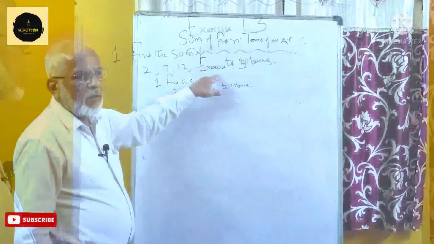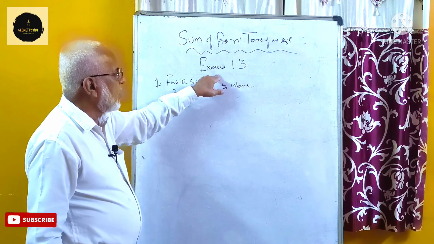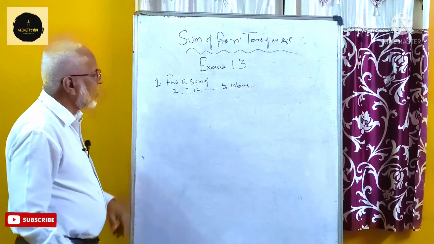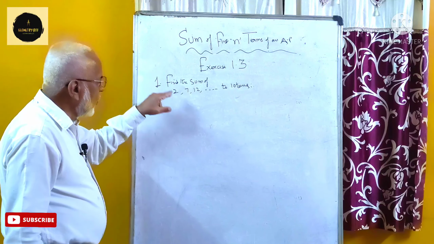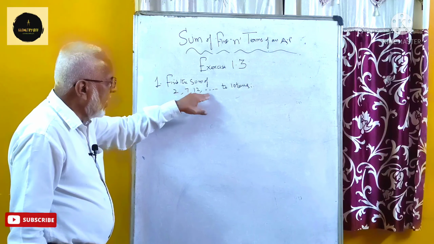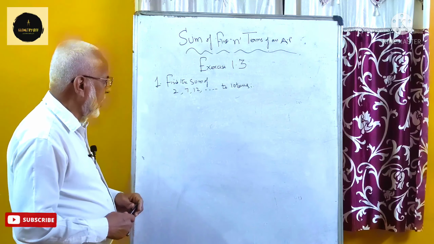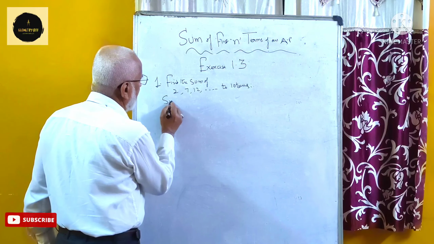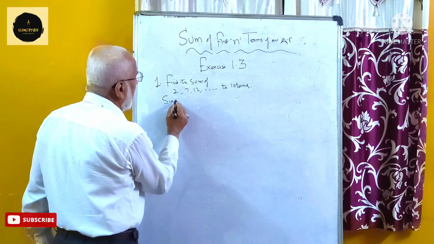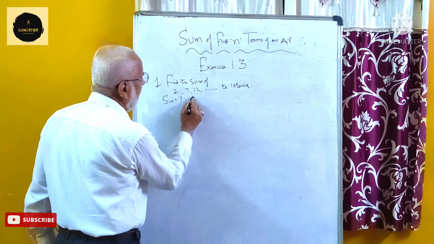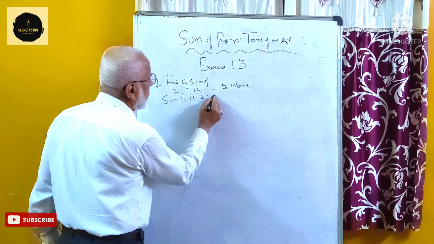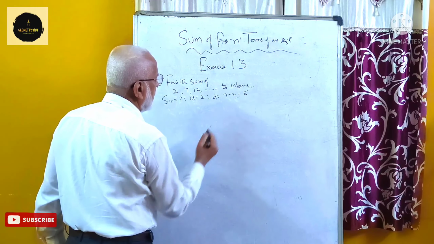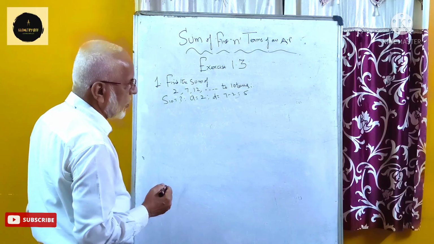Now come to exercise number 1.3, which is on the sum of the first n terms of an AP. The question: find the sum of 2, 7, 12, and so on, to 10 terms. That means we have to find S10. Here a is 2, and d is 7 minus 2, which is 5.